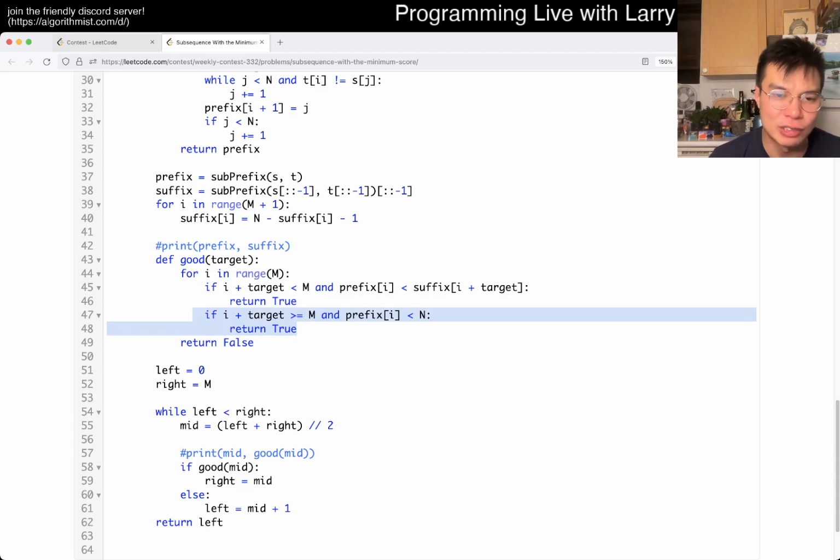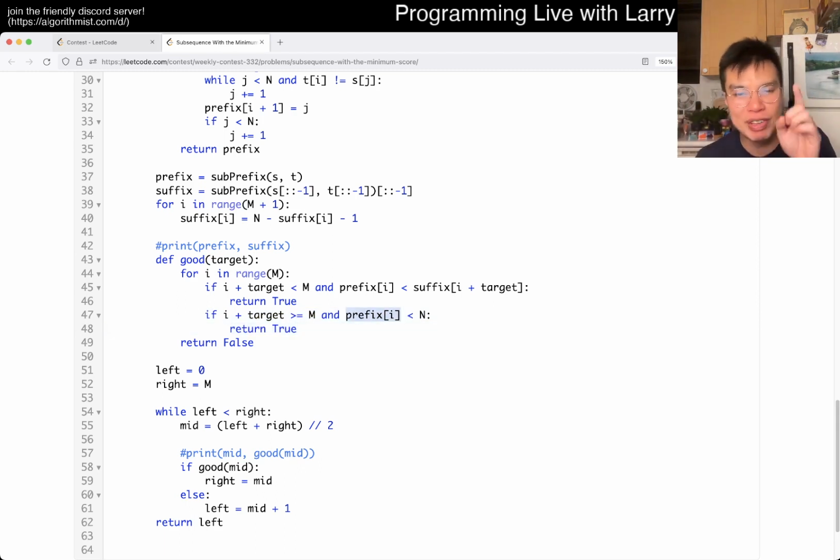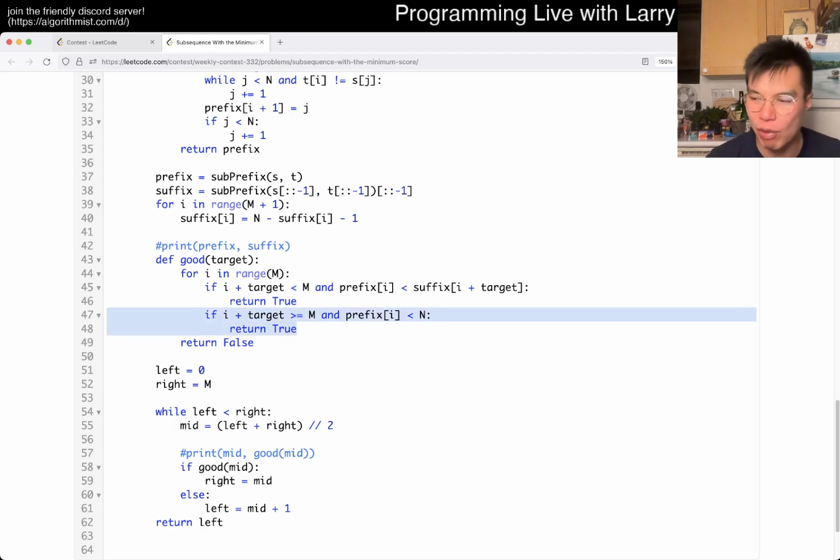I didn't handle this case very well, which is that we're just removing the suffix. Basically, let's go with this part first, right? Meaning that if prefix sub I is less than n, this means that there's a valid way to do the prefix, and if I plus target is greater than or equal to m, that means that we went off the board, and this effectively means that we chop off everything after I, right? So that's why I returned true. I didn't have this, and it gave a wrong answer as a result.